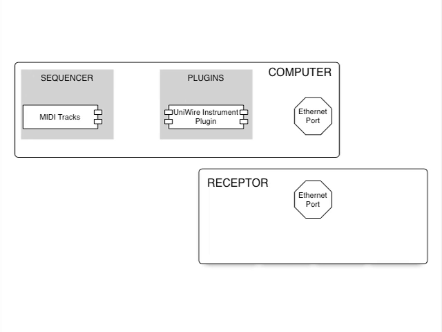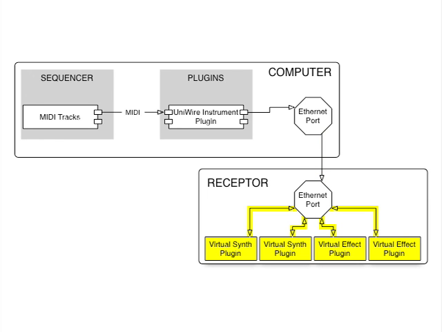Now when you think about it, that's pretty amazing. I've just sent MIDI data from a MIDI track in my sequencer to the UniWire plugin, which in turn sends the data out my computer's Ethernet port and into Receptor. Receptor routes the data appropriately, plays it using whatever patch is currently loaded, and then sends audio back out over that same Ethernet cable, arriving back at the UniWire plugin where it's heard in your sequencer.